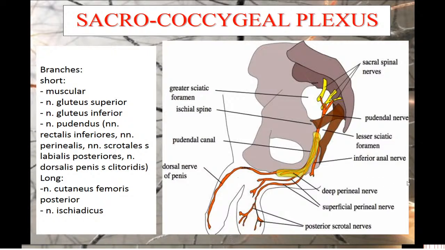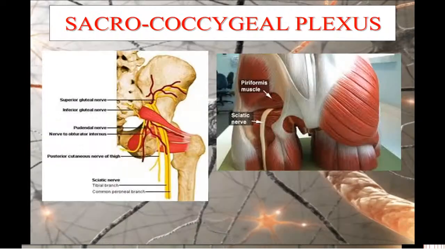Posterior cutaneous nerve of the thigh. This is the nerve which has the function described in its name. It exits the pelvis via the infrapiriform foramen and supplies the skin in the posterior thigh region.